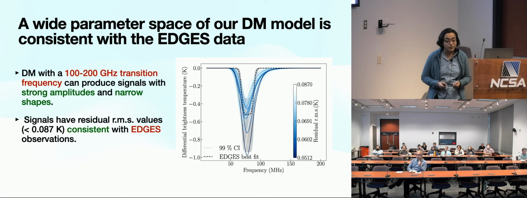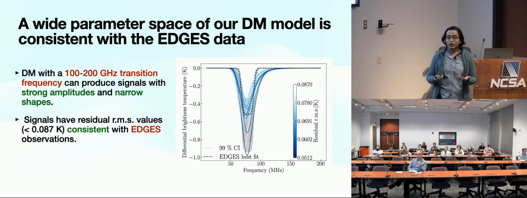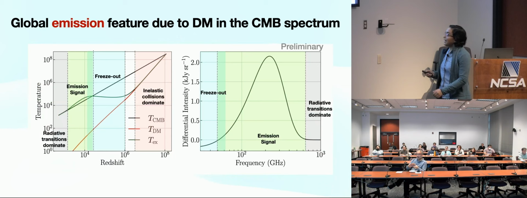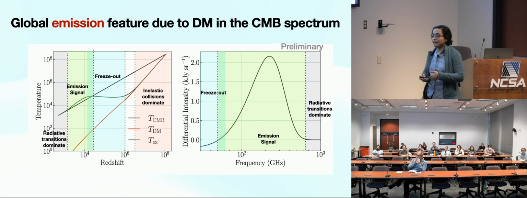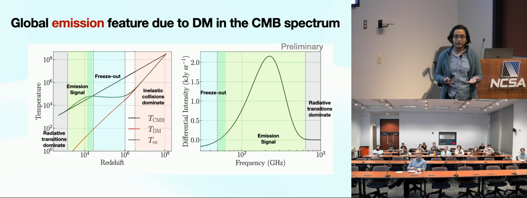So now I will come towards what we might expect to see in a more sensitive experiment like PIXIE, which will look at the main CMB band. Before that, I told you about the global absorption feature, but we can also have an emission feature. And this physics is very different from anything that happens in, for example, 21 centimeter cosmology, which can also imprint a global absorption signal. So here again, this is temperature versus redshift. And again, the differential CMB intensity, that is the intensity of CMB with respect to black body, as a function of frequency. So at very high redshifts, collisions dominate.